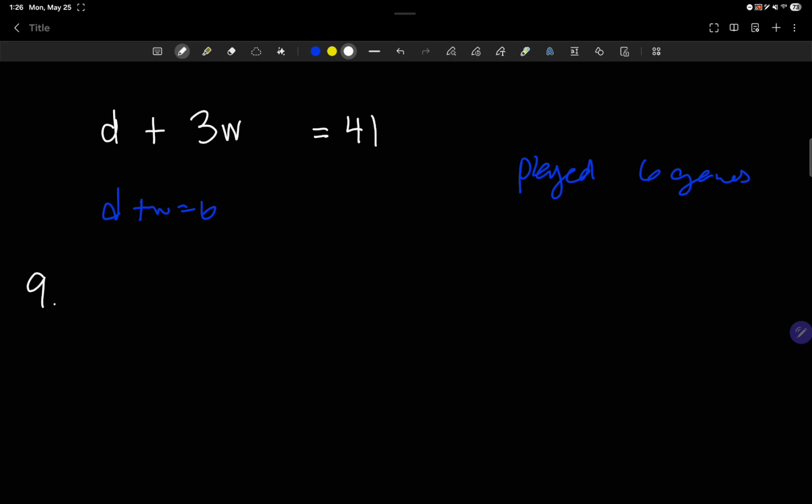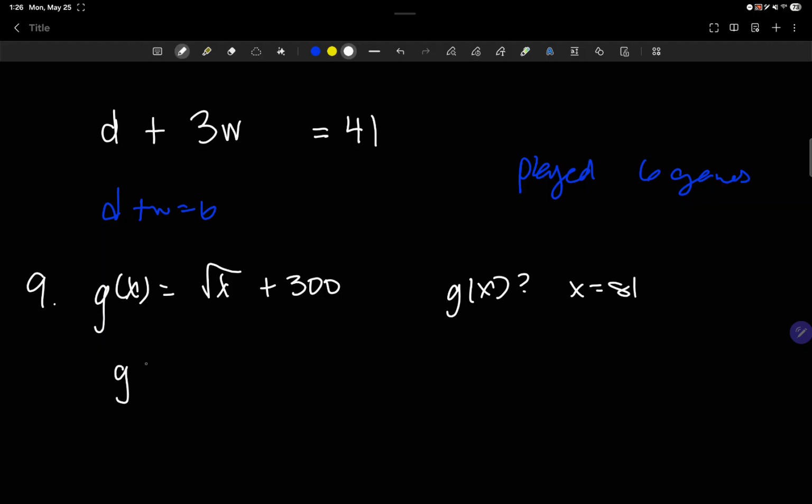We are chugging along. The function g is defined by g of x equals square root of x plus 300. What is the value of g of x when x equals 81? Oh, this one's easy. Well, you also have to think, it's no calculator. As long as you know your perfect squares.